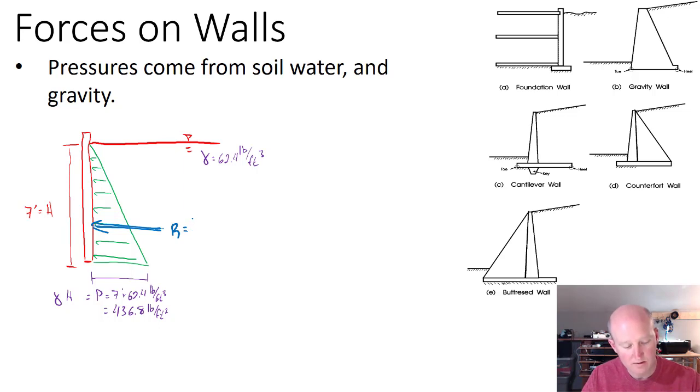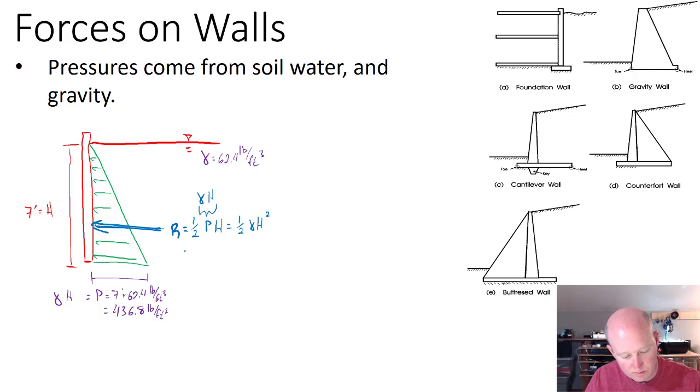And if we wanted to calculate that force, it's just the area of the triangle, that triangular distribution. So that's 1/2 times the base, which is pressure, times the height. Remember, the pressure is just gamma H. And so another way that we could write this is 1/2 gamma H squared.